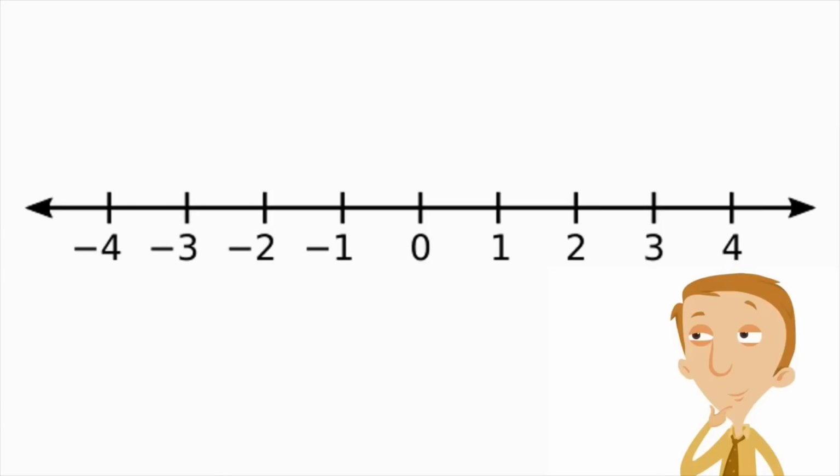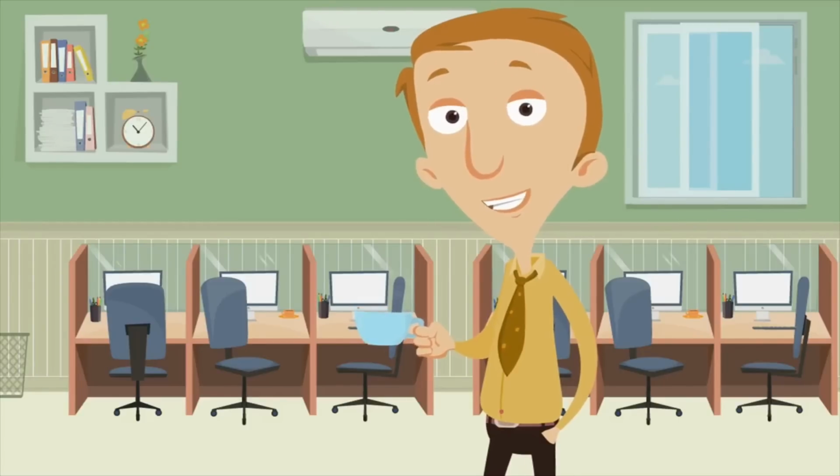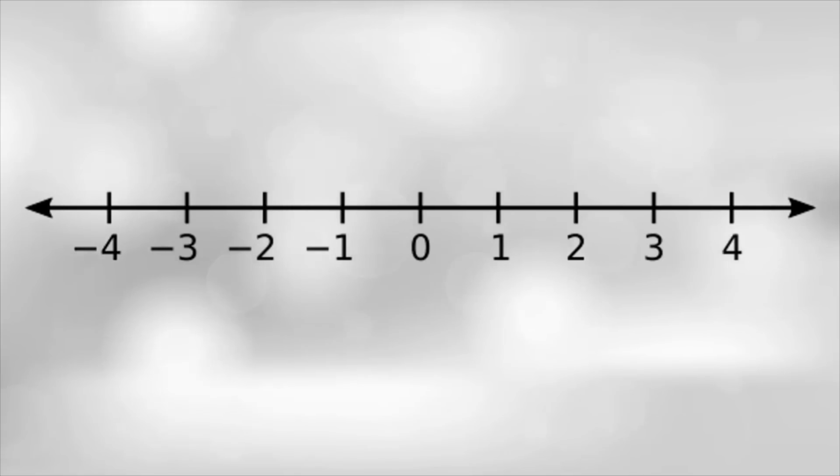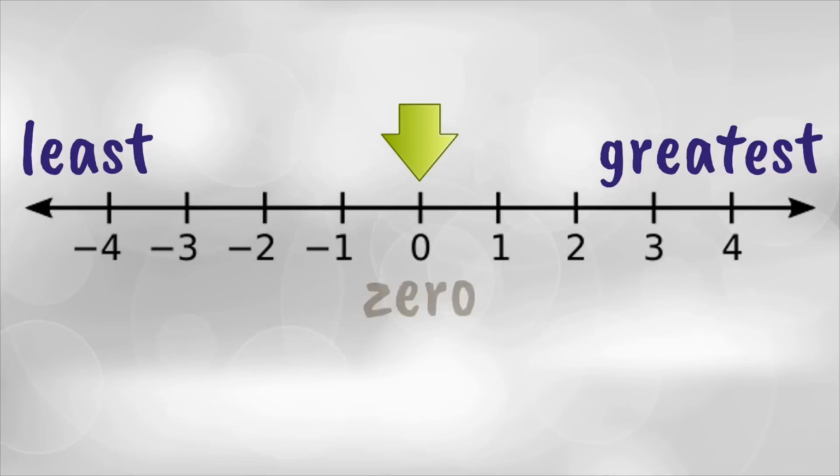Do you know what this is called? Yeah, it's called a number line. A number line. Which makes sense, it's a line and it has numbers on it, right? A number line is almost like a map of numbers. Numbers always go from least to greatest on a number line. On this number line, what number is in the middle? Yeah, 0. The number 0 is in the middle of this number line.